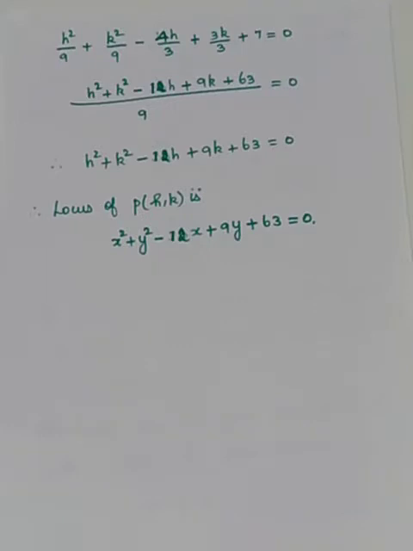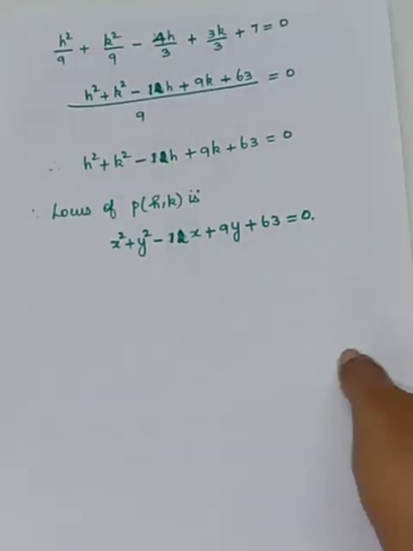We have to write the locus of p of h comma k. So therefore h has to be replaced by x and k has to be replaced by y. So therefore x squared plus y squared minus 12x plus 9y plus 63 is equal to 0.